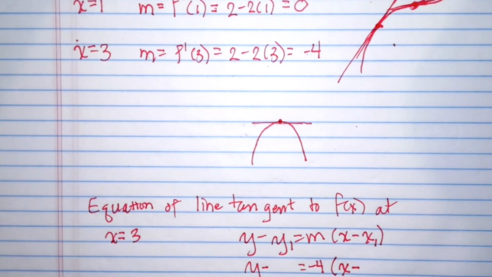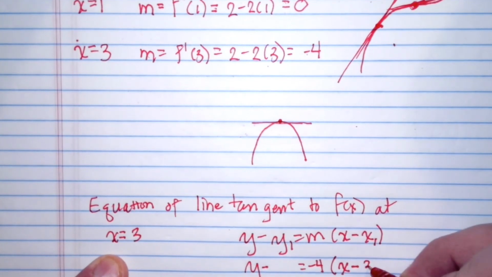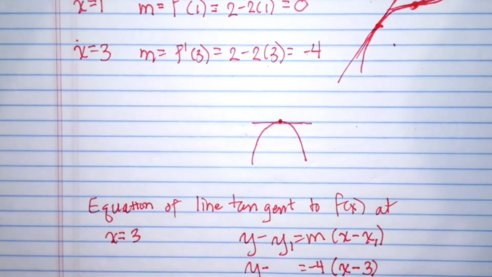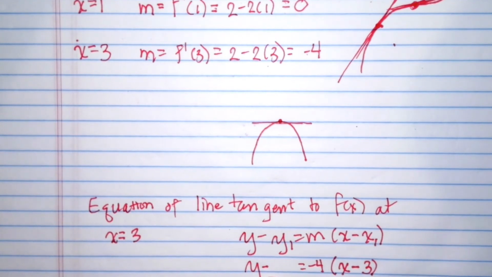Now, x1 and y1, those are the coordinates of a point on the line. Well, I've already told you that the x coordinate is supposed to be 3, so x1 is 3. The only thing that remains to be done is to find out what y1 is. Well, the point of tangency, the point where the tangent line touches the graph at 3, that point is both on the curve and on the line. So my point is that that point is also on the curve.